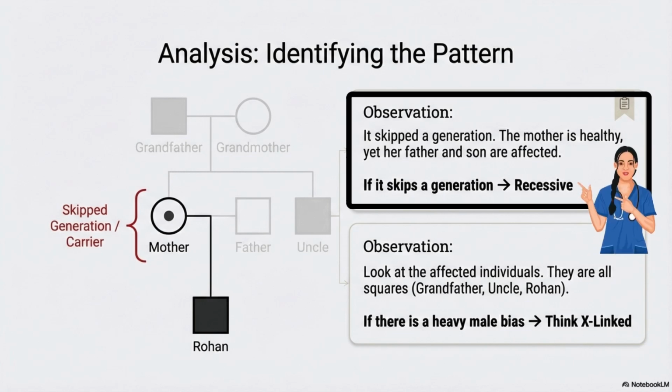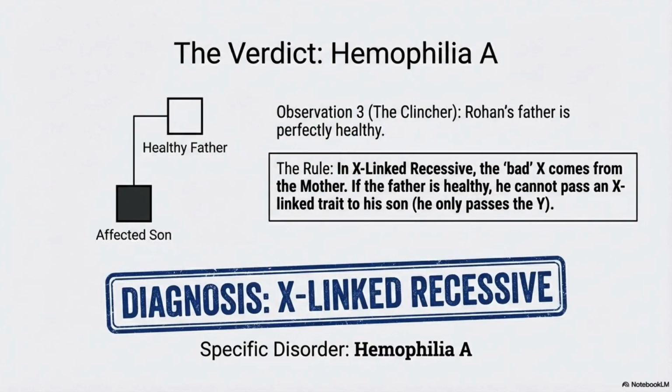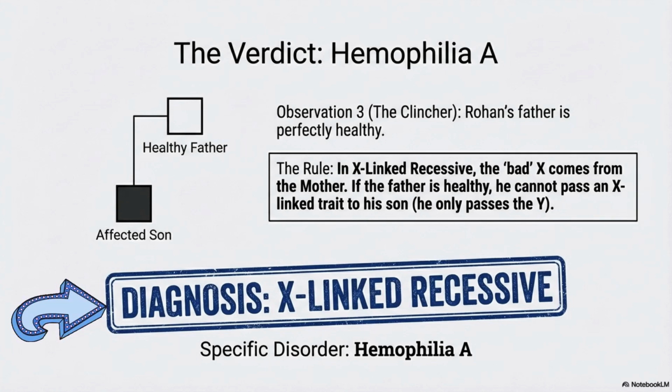So the rule was, if it skips a generation, it is recessive. The second observation would be, only males are affected in this family. So the rule was, if there is a heavy male bias, think X-linked. Observation 3, the clincher. Rohan's father is perfectly healthy. And the rule was, in X-linked recessive, the bad X comes from the mother. So this is an example of X-linked recessive inheritance.